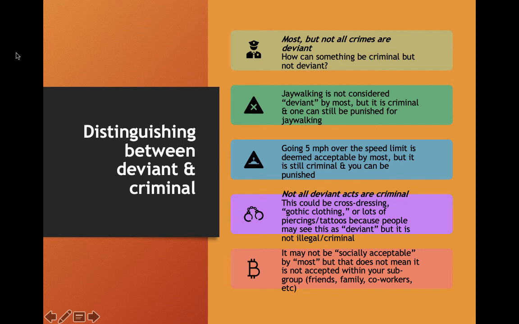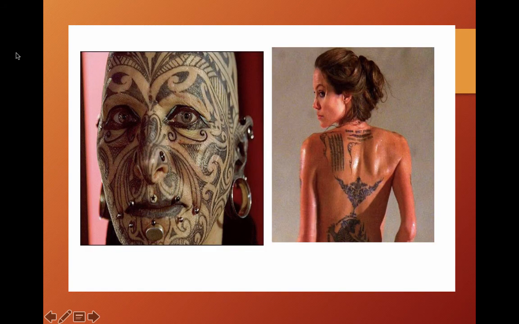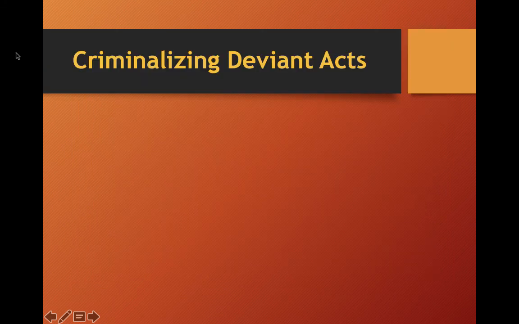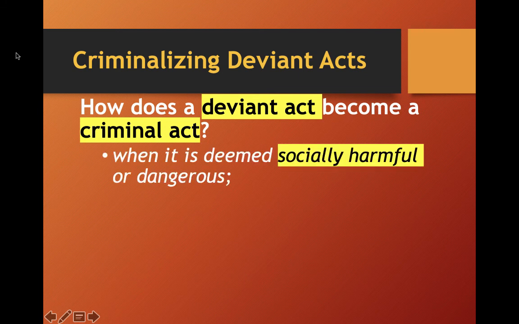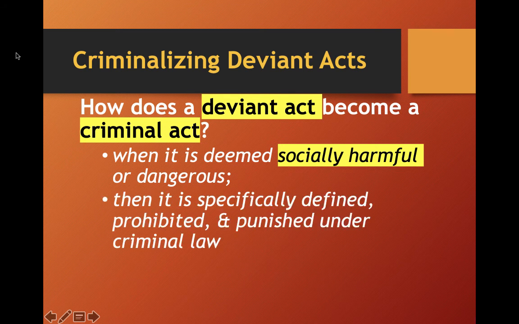It may not be socially acceptable by most, but that does not mean that it's not accepted within your subgroup or your family, friends, and co-workers. So this is where the lines get really blurry. So how does a deviant act become a criminal act, something that's against the law? Generally, when it becomes socially harmful or dangerous is when it becomes criminal.